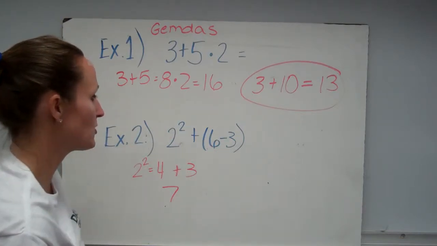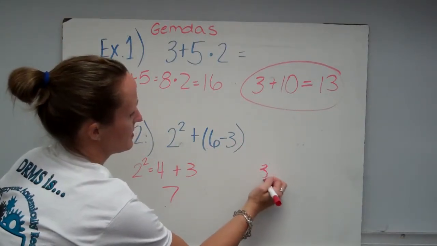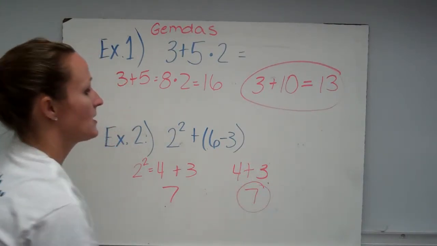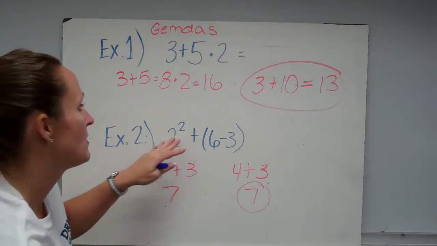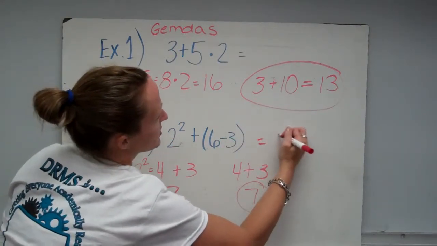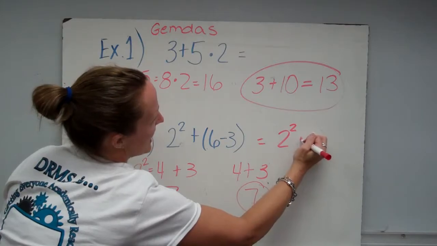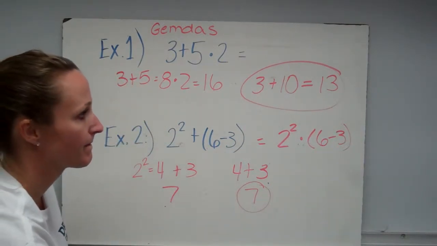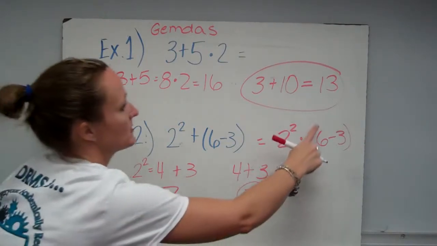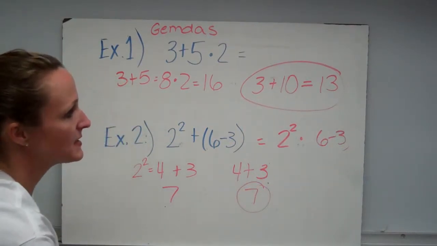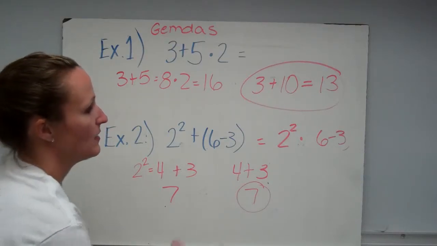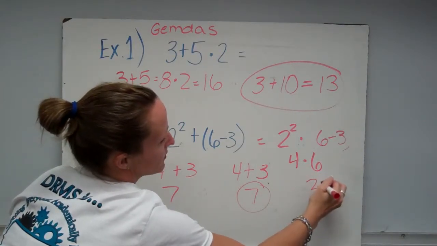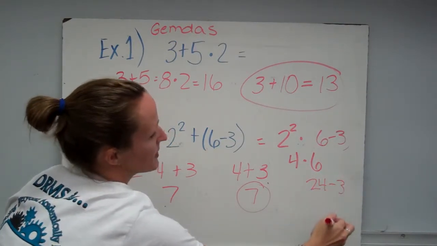We should know first that 6 minus 3 is 3. 2 squared gave us 4. So essentially, it didn't affect us this time. What if my problem had been 2 squared times 6 minus 3? Actually, let's say it this way: 2 squared times 6 minus 3. Now, exponents first, then 4 times 6 gives you 24 minus 3.